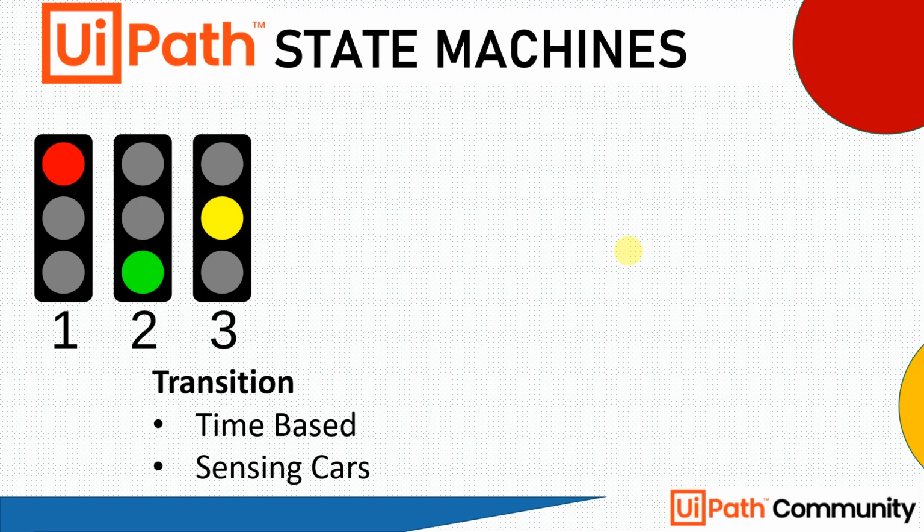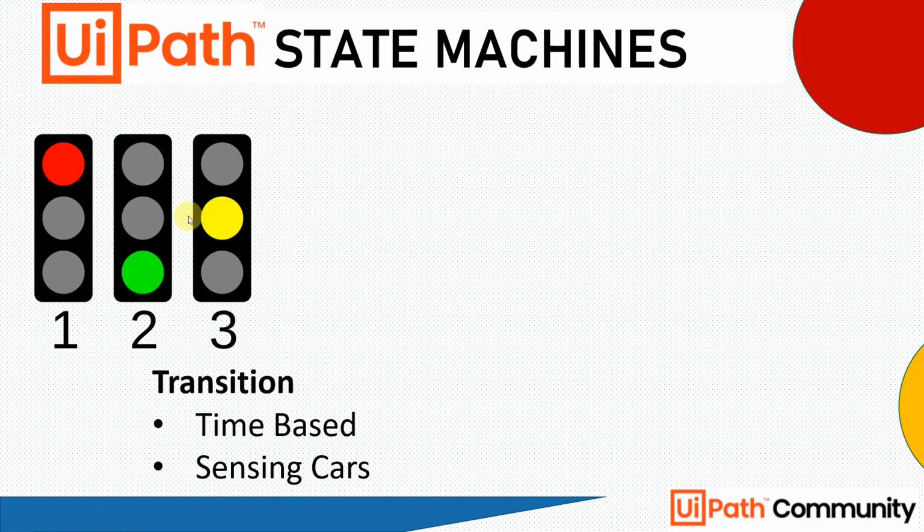If you see the 1, 2 and the 3, these are the three states of a traffic signal. So whenever a transition happens, the transition can be a time based transition or it can be based on sensing cars. For example, if someday the number of cars is more on the road, the red might be appearing for more time. If there are no cars, then it should be green, right? So the 1, 2 and 3 are the different states of a traffic signal.